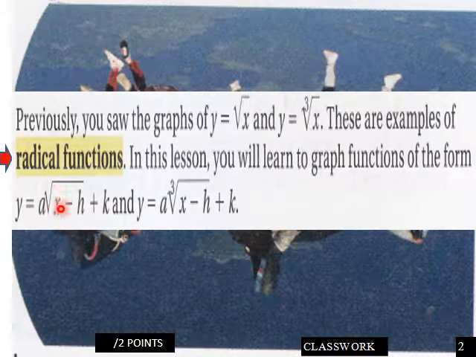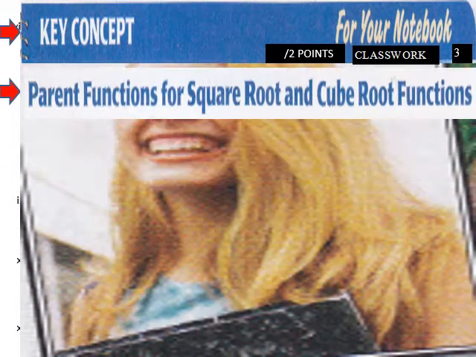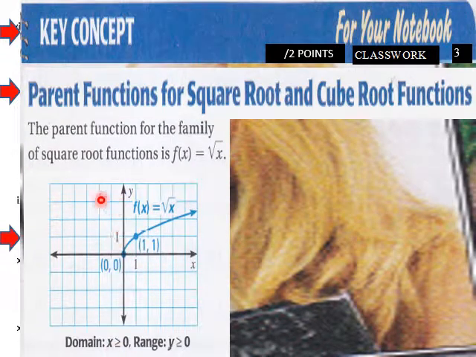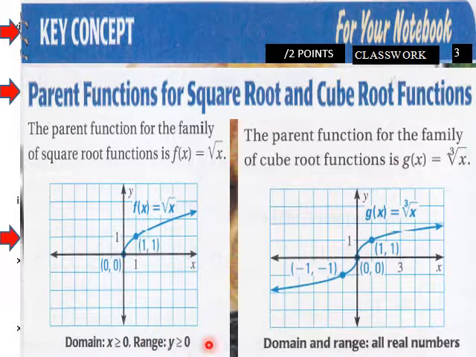Y equals a times radical x minus h plus k, and y equals the cube root of x minus h plus k. So parent functions for square root and cube root. Here's the parent function for the square root function. F of x equals square root of x, and then here's our domain and range. And then here is the parent function for cube root functions. G of x equals cube root of x. Goes like that. And then domain and range is all reals.